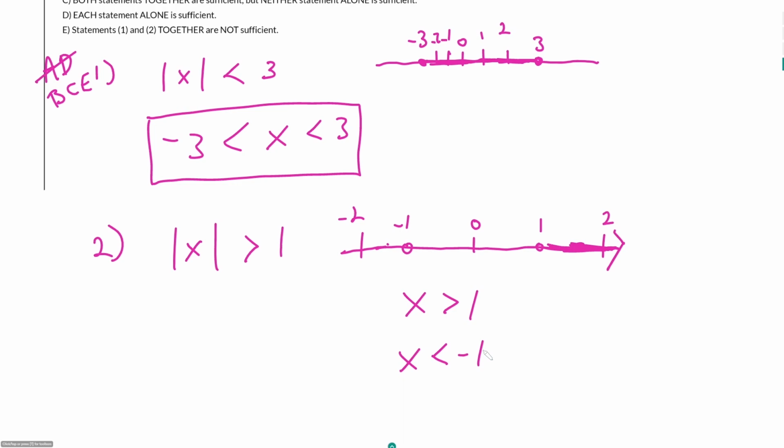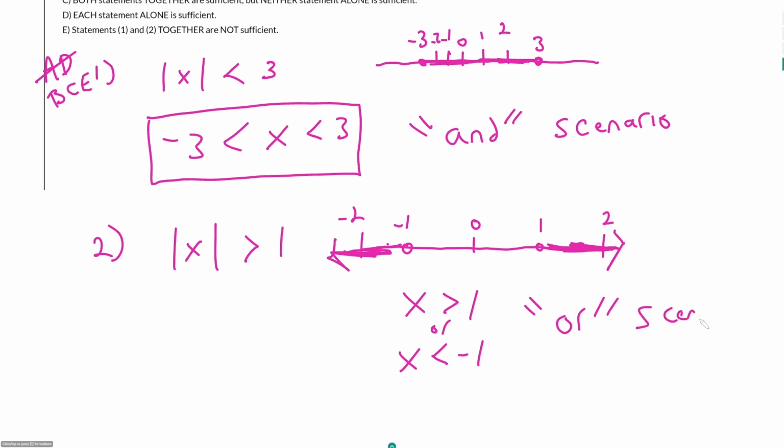So when combining our two ranges, it's a bit different than our first case. In statement 1, we had this AND scenario where x is greater than -3 and x is less than 3. But here, we have this OR scenario. x is greater than 1 or x is less than -1. And so when we diagram that on our number line, that looks like this open-ended two-tailed solution, whereas in our first statement, we had this closed single-tailed solution.